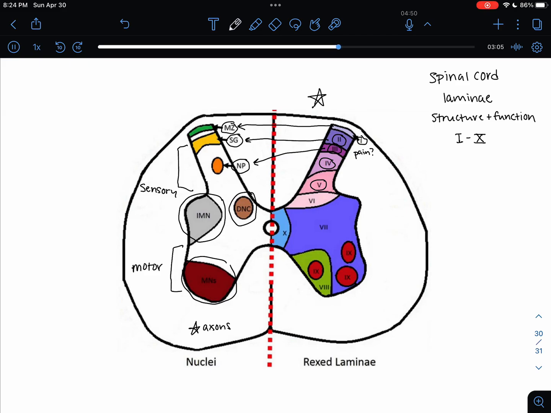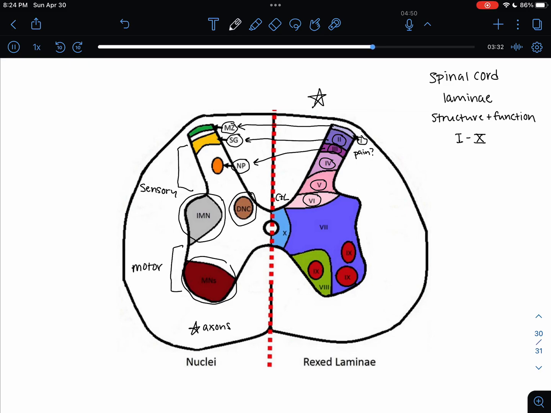Lamina 6, which is found here, is different than the rest because it is only present in the cervical and lumbosacral enlargements. It contains interneurons involved in modulation of spinal reflexes. In addition, the interneurons modulate reception of sensory information from muscle spindles that are involved in proprioception. This information is then sent to the brain using ipsilateral spinocerebellar pathways.